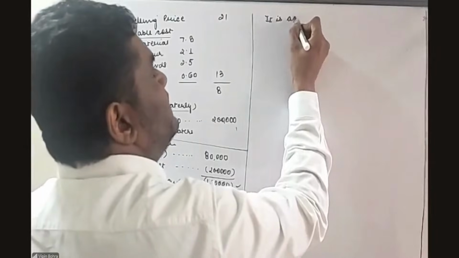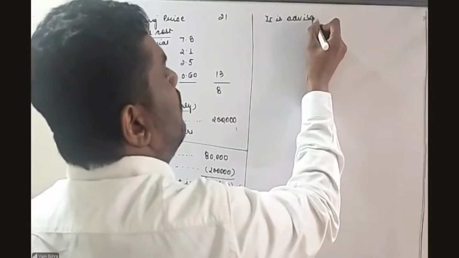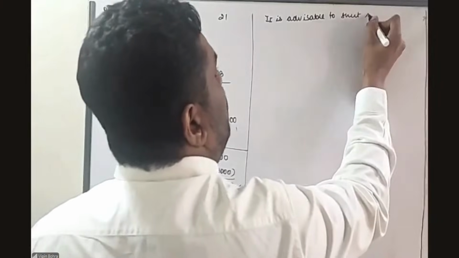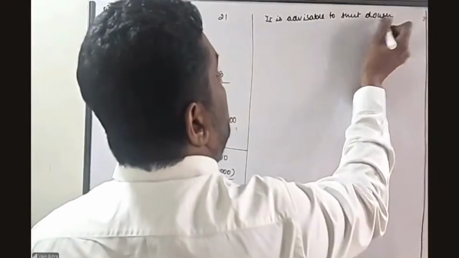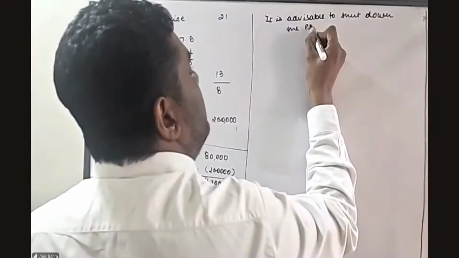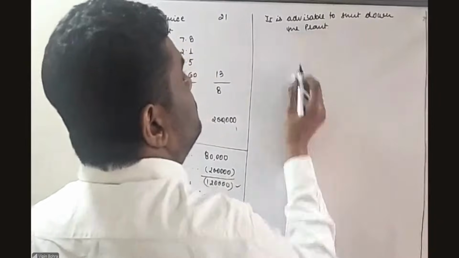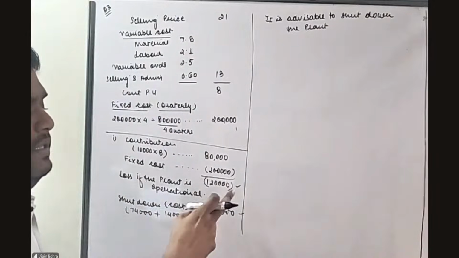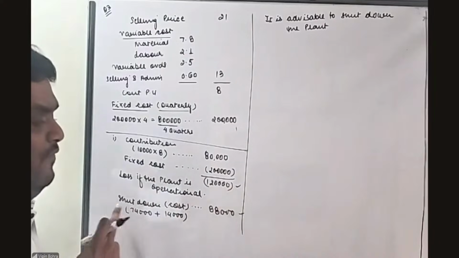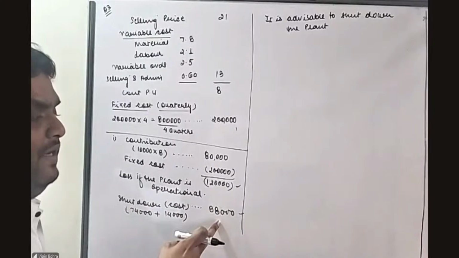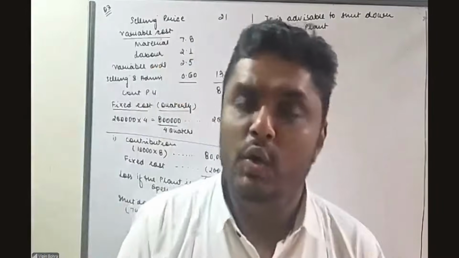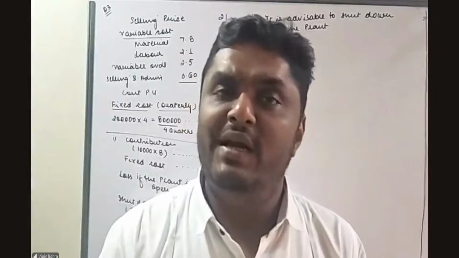It is advisable to shut down the plant. If we continue with the operation, there is a loss of 1,20,000. If we shut down, there is a loss of 88,000. So herein the loss is less as compared to when the plant is operating. So it's better to shut down the plant.